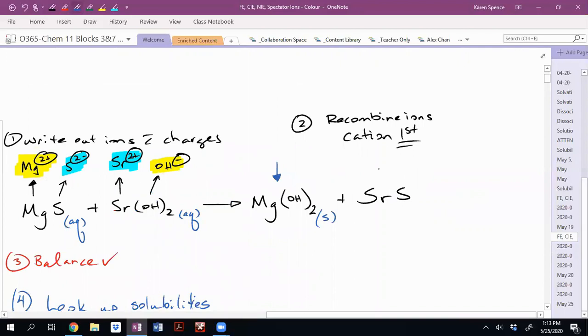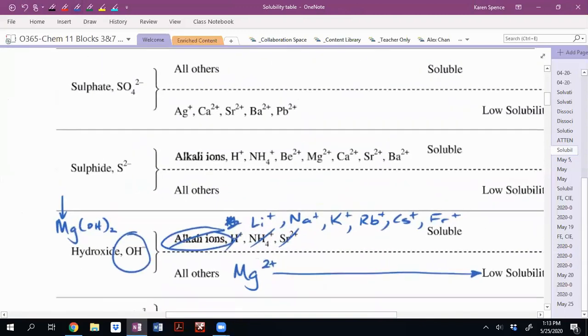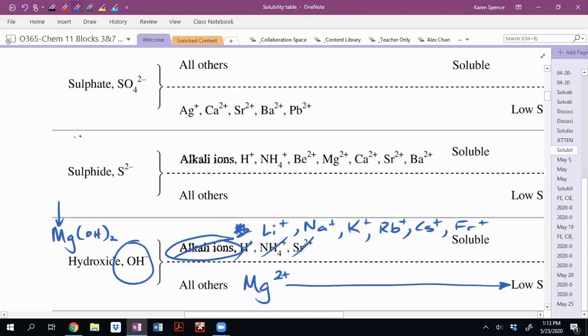We can look up strontium sulfide. So we're going to go back to our solubility table and look up strontium sulfide. Remember, you're going to look up the anion. The anions are in the left-hand column. Here is sulfide, and we're looking up strontium sulfide. And strontium is soluble with sulfide.